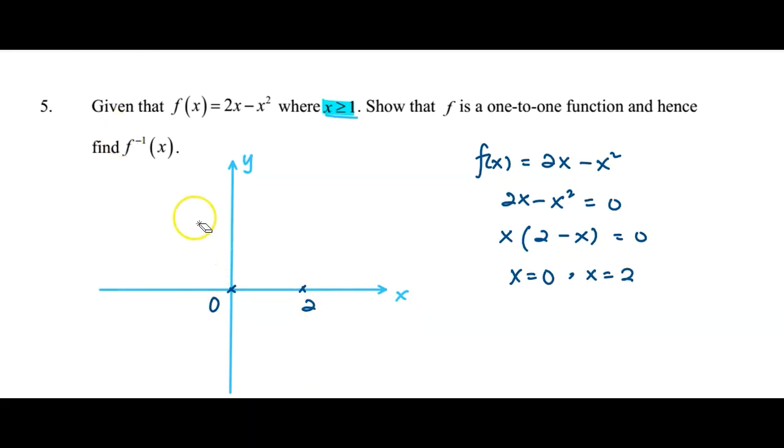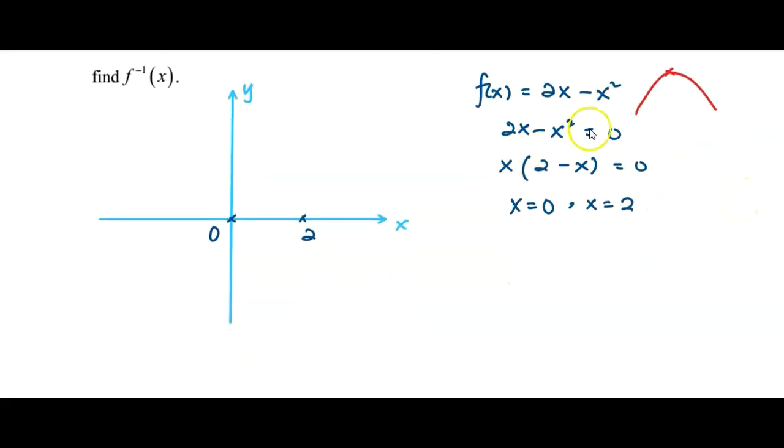It will have a maximum point because of the coefficient of x squared. The coefficient of x squared is negative, meaning that the shape of the graph has to open downwards. When it opens downwards, it has a maximum point. You just need to sketch the graph having the maximum point, passing through the two roots, and going down again. So what is the maximum point over here?